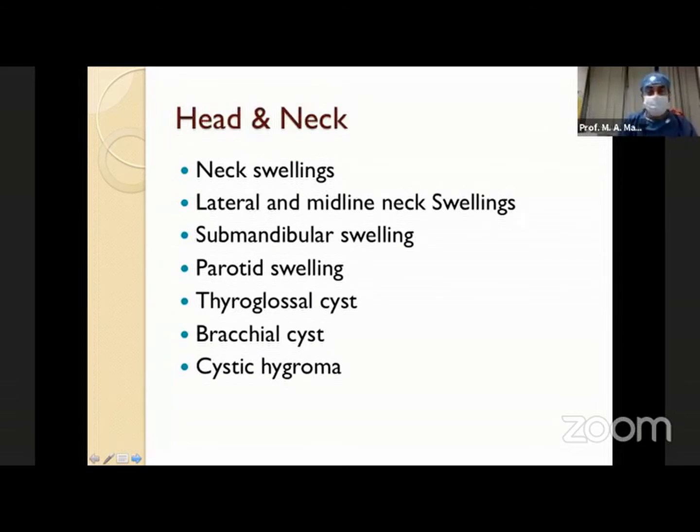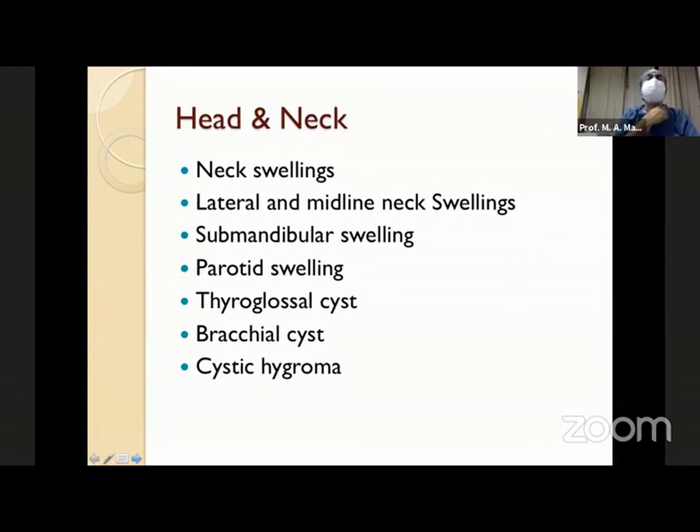Regarding head and neck, there are actually lots of things, but in your real exam we ask only a few questions from head and neck. You don't need to make a big deal of it. The first thing is neck swelling. Invariably, we ask this question in the exam, in the written paper as well as the oral exam: classify neck swelling, or tell me about some midline neck swellings.